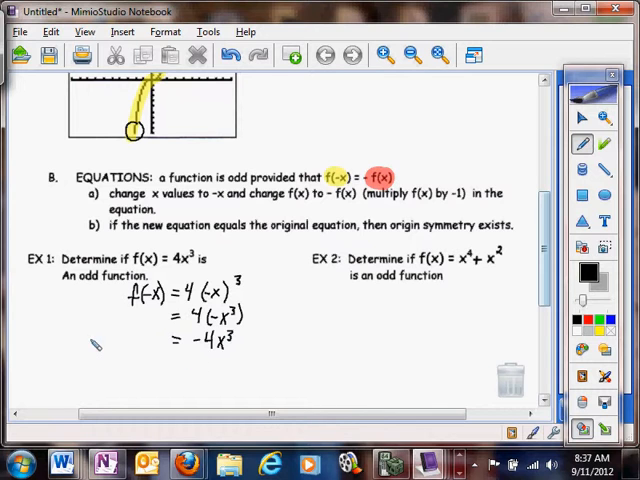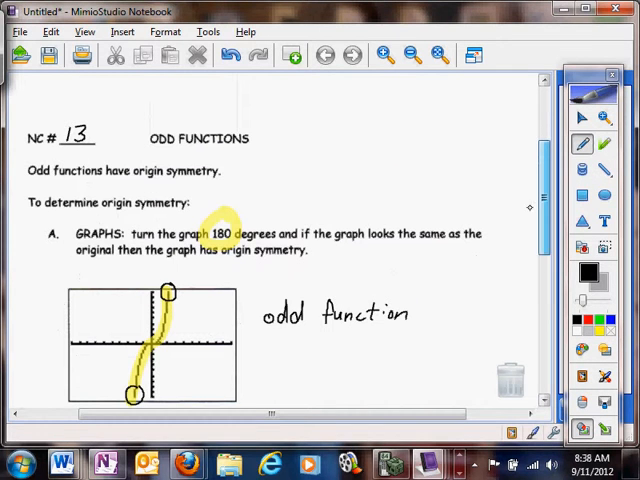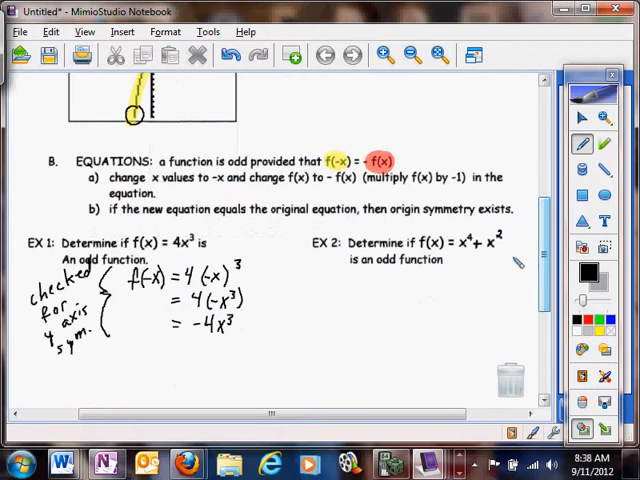Now let's stop and think about what we've just done so far. What we've really done with this first step is we've checked for y-axis symmetry from note card 12. I can't remember if it's 11 or 12, note card 12, y-axis symmetry. Because to check for y-axis symmetry, we replace every x with a negative x, and then if it comes out the same, then it had y-axis symmetry.